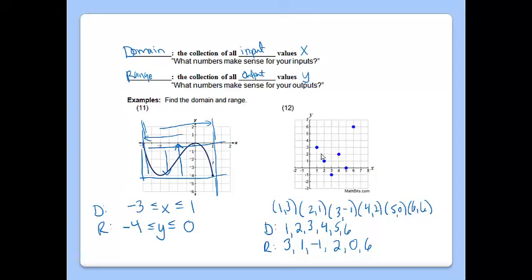Notice the difference: because these were just points, we're actually going to list numbers. The previous one was a more continuous graph, so we list a range of values for the domain and range. So now hopefully you are able to find the domain and range of a function.